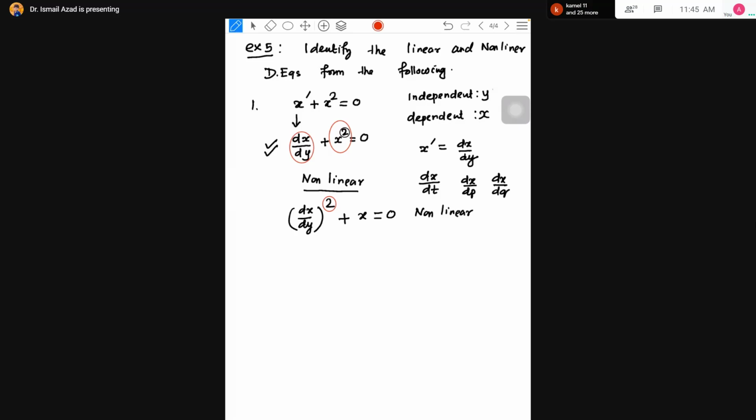Let's go for another example. t x prime plus 1 equal to 0. So what will you say about this? First you need to write it in the full form. So can anyone tell me what to write? T multiply dx over dy. T multiply, what happened?